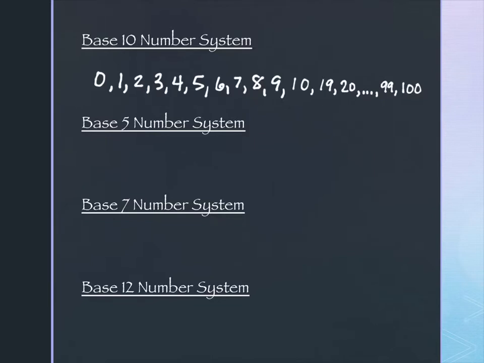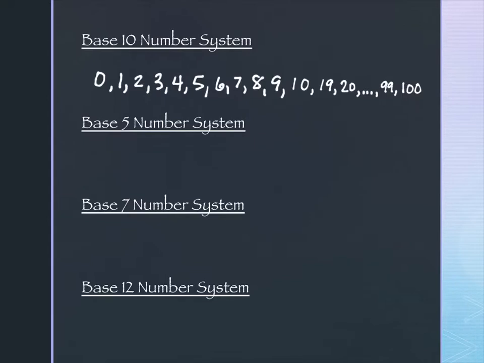So in any base number system, the base itself tells you how many numerals you have. So base 10, we have 10 numerals. So how many numerals are we going to have in base 5? 5 numerals, right? How many are we going to have in base 7? 7. And in base 12? 12. Okay? So it tells you how many numerals you have.